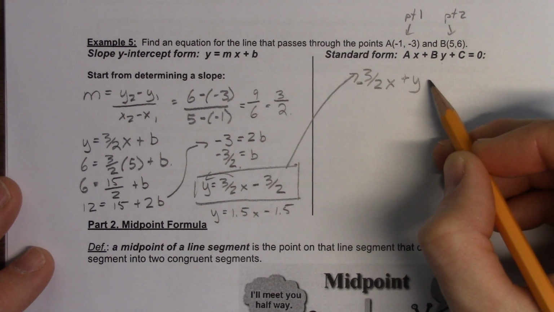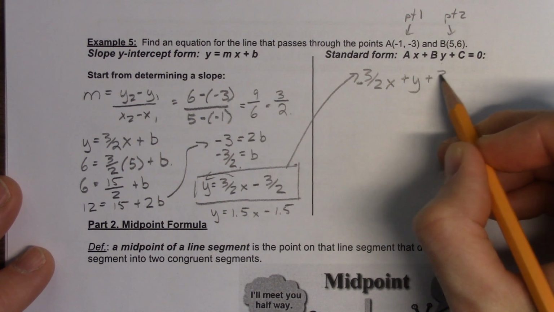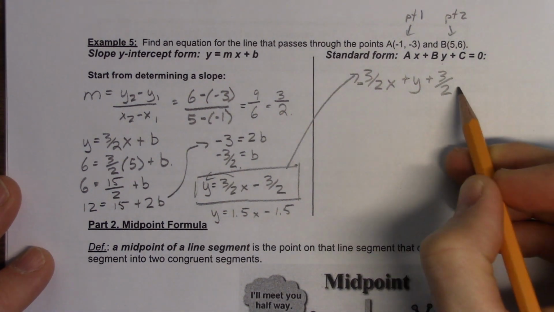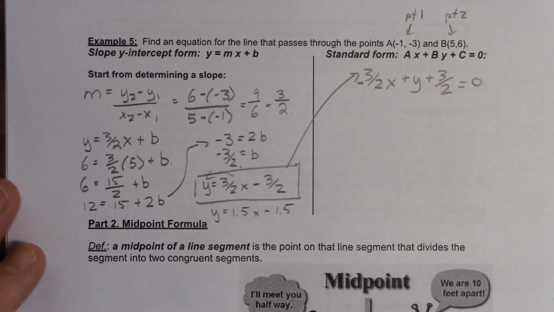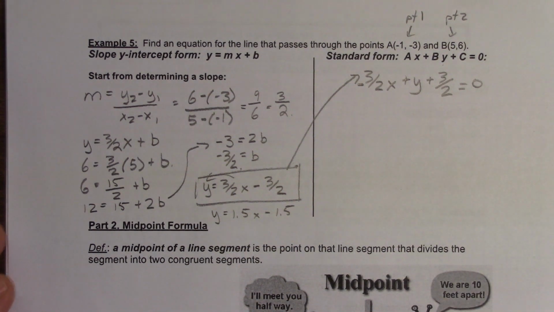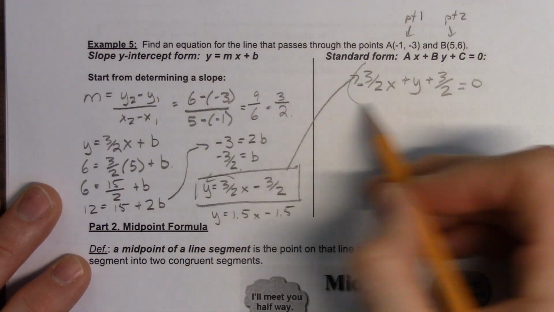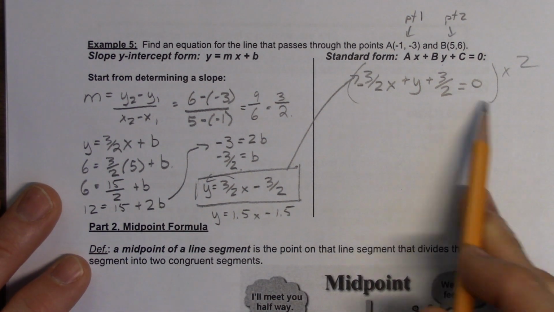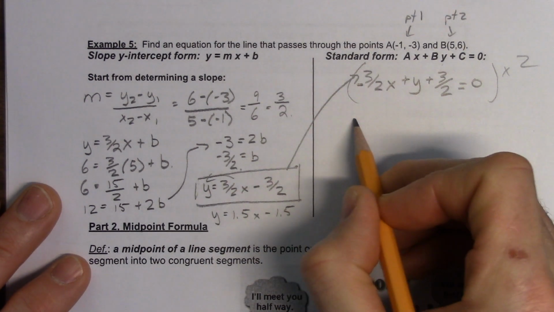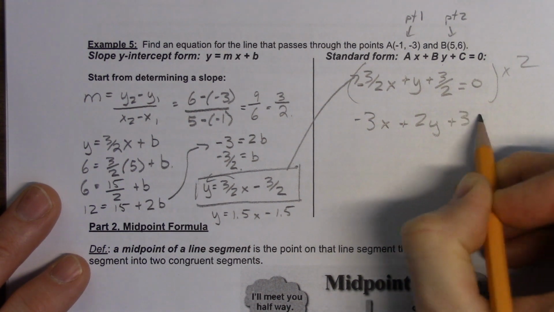Now what? Yes. Plus. Yes. Equals. Good job. Excellent, Jaden. Okay, that's our standard form. Pretty simple. Now, if we didn't want these fractions, if we don't like the way that looks, we can multiply everything by 2, right? Because the common denominator here is 2. We would get negative 3x plus 2y plus 3 equals 0.